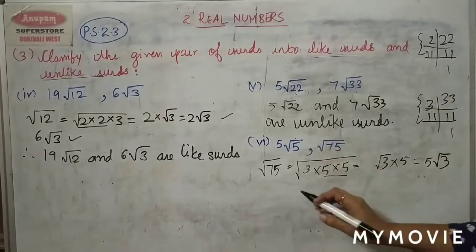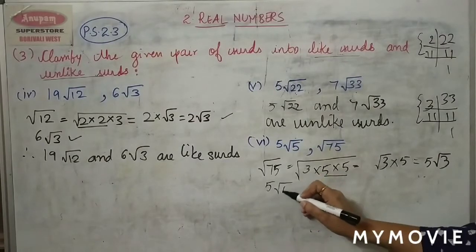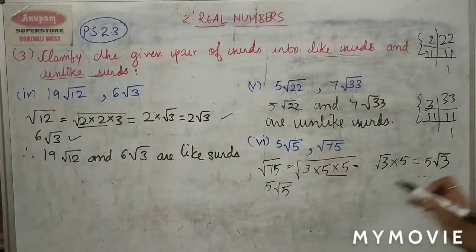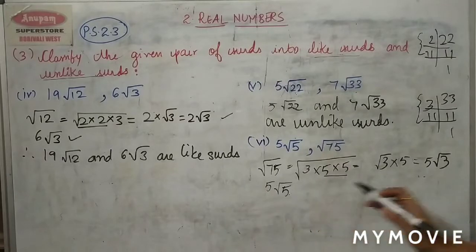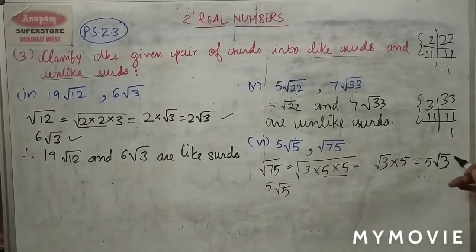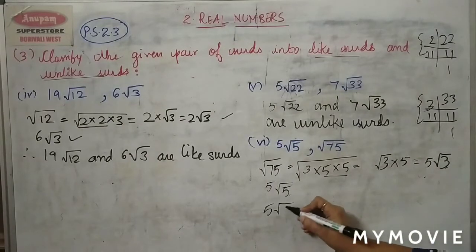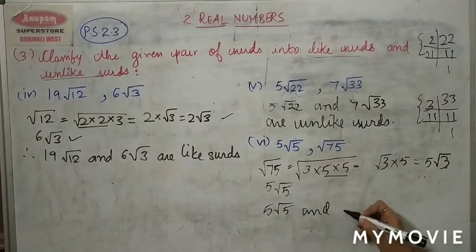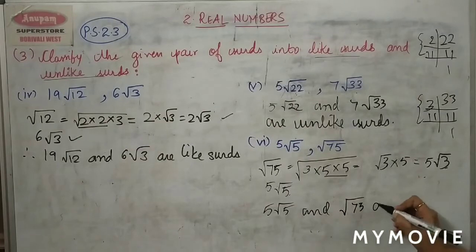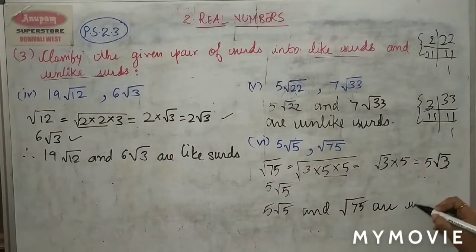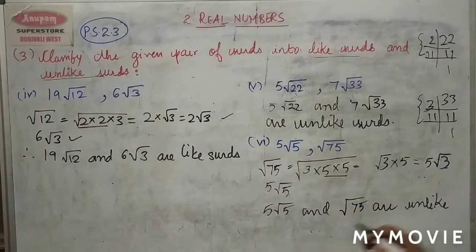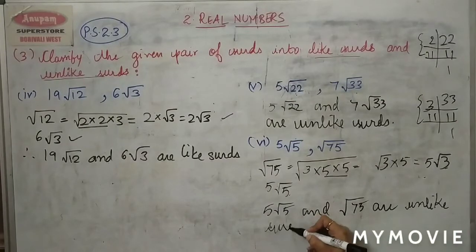Now the other one is 5 root of 5. Now the orders are same, children, but the number inside, that is the radicands, are different. Here there is 3 and there is 5, and therefore we'll say 5 root 5 and root of 75 are unlike surds. These are unlike surds.